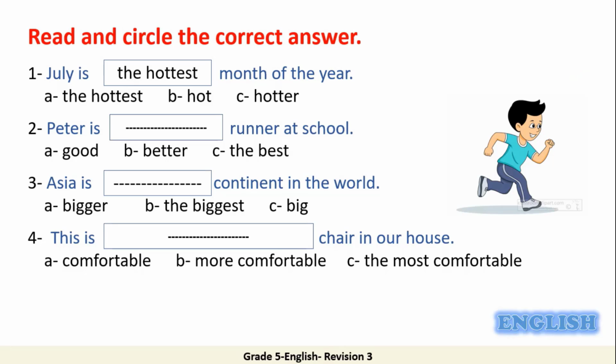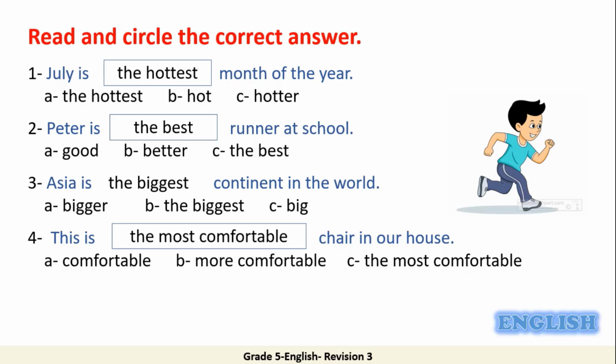Let's see the answers. Number 2. Peter is the best runner at school. Number 3. Asia is the biggest continent in the world. Number 4. This is the most comfortable chair in our house. Well done.